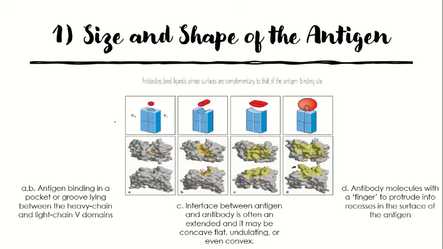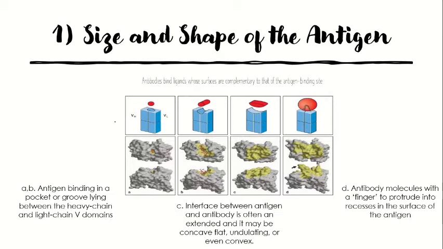As a general principle, antibodies bind ligands whose surfaces are complementary to those of the antigen binding sites. So if we consider a small antigen like a hapten or a peptide, as a rule of thumb, it will bind in a pocket or a groove that lies between the heavy and the light chain V domains, as seen in the first two cases.